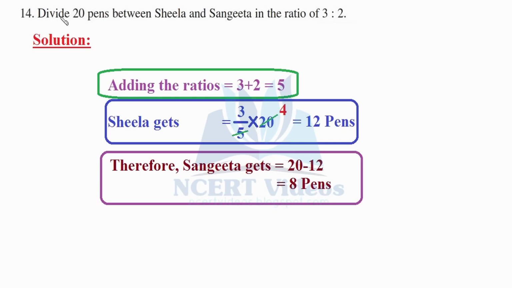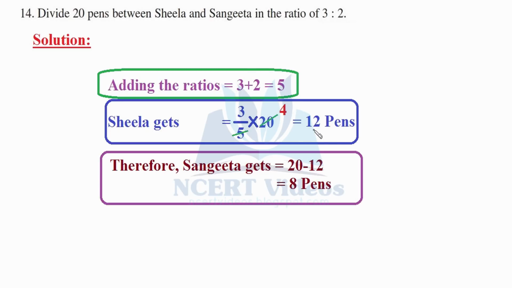14. Divide 20 pens between Sheela and Sangeeta in the ratio of 3 is to 2. So first of all, you add the ratios to get the whole part, that is 3 plus 2 is 5. Total parts are 5. What does it mean? 3 parts are of Sheela and Sangeeta is having 2 parts. So Sheela gets how much? 3 out of 5 into 20. So 5 4s are 20. Therefore we cut it, and 4 3s are 12. So she gets 12 pens.